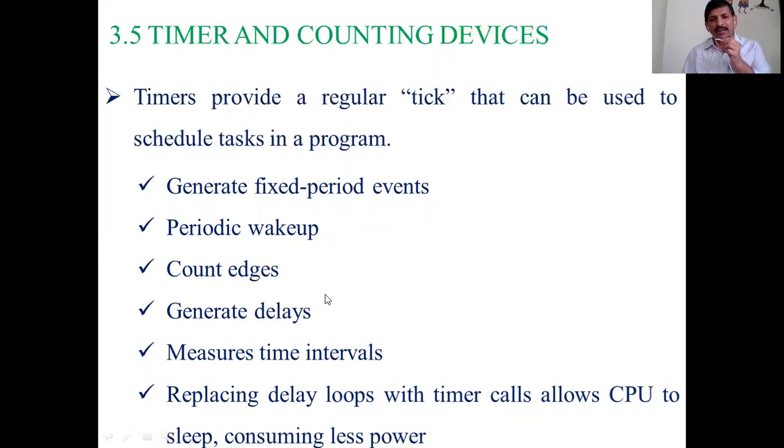Next, generate delays. So we can generate delay after some time. We can fix some time, after 10 seconds, ring the bell or alarm. The alarm we can snooze 10 seconds or 30 seconds. So we are generating some delay.